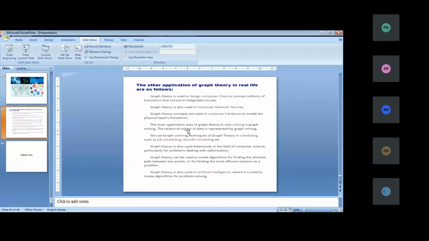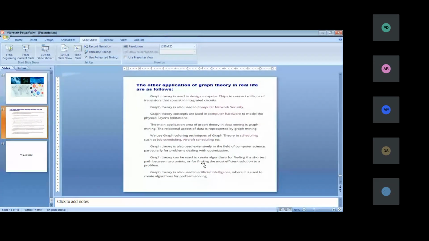The main application area of graph theory is data mining, that is, graph mining. The relational aspects of the data are represented by graph mining. We use graph coloring techniques of graph theory in scheduling, such as job scheduling, aircraft scheduling, etc. Graph theory is also used extensively in computer science, particularly in problems dealing with optimization.